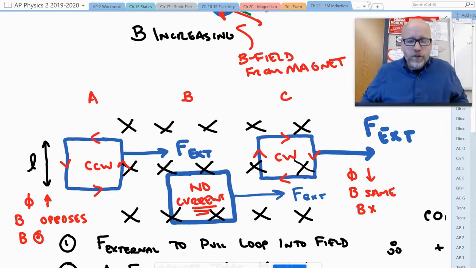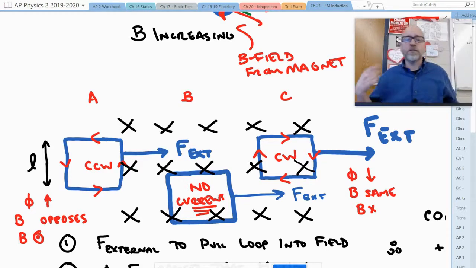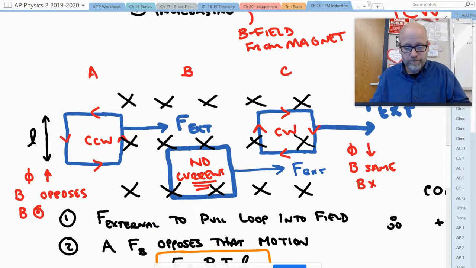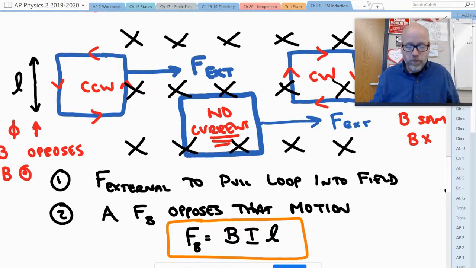Now, here's the thing. While there is an external force on that and current is flowing, do you know what acts opposite this motion? Yeah, when one object exerts a force on a second object, the second object exerts an equal and opposite force on the first. And here's the thing. When there's current traveling through the wire in a magnetic field, there's a force on it. The force that opposes that motion is equal to BIL.